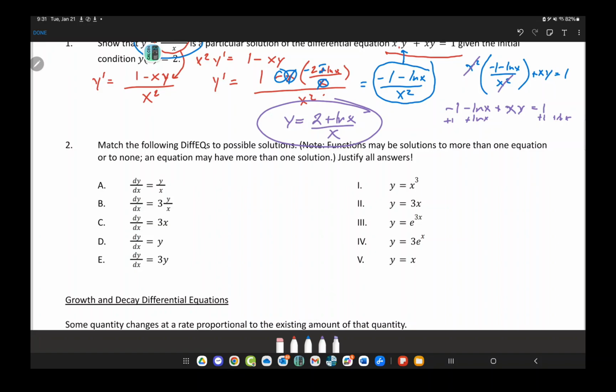Matching different equations to possible solutions. No functions may be solutions to more than one equation or to none. An equation may have more than one solution. Justify all your answers.